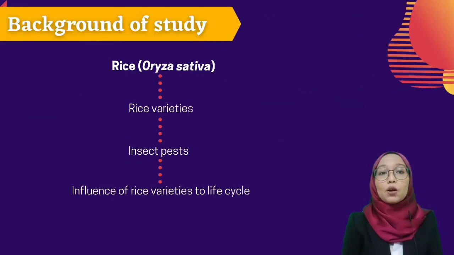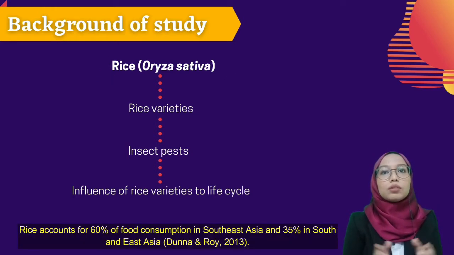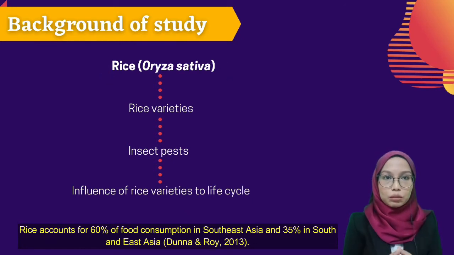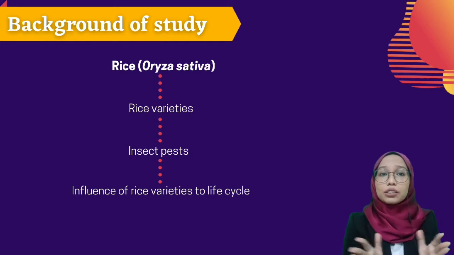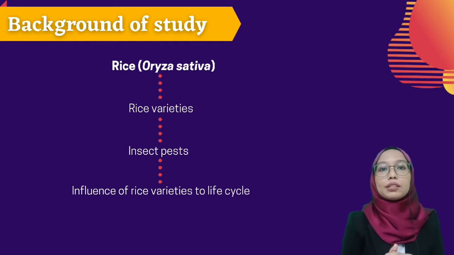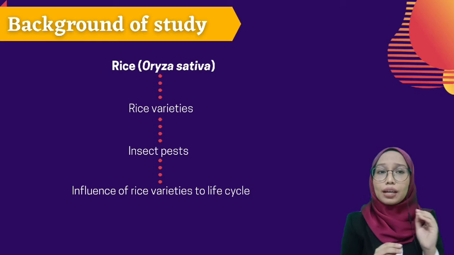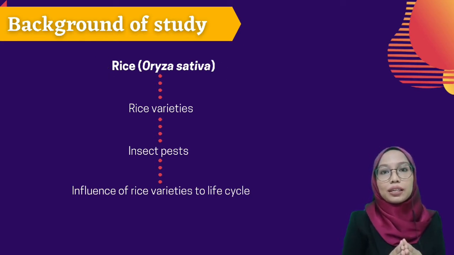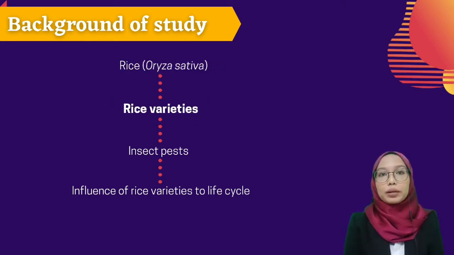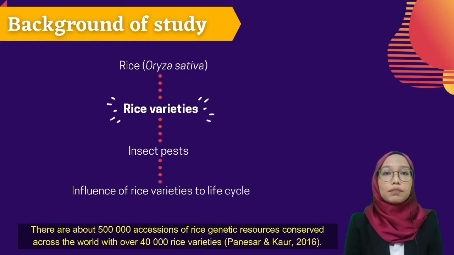Background of study. Oryza sativa, also known as rice, has become the main crop in the world. Dunia and Roy 2013 pointed out that rice accounts for 60% of food consumption in Southeast Asia and 35% in East and South Asia. In Malaysia, rice has become the main food and the production of rice is consistent to fulfill the high demand, as highlighted by Sharifah et al. 2018. According to Panessa and Co. 2016, there are about 500,000 accessions of rice genetic resources conserved across the world, with over 40,000 rice varieties available.